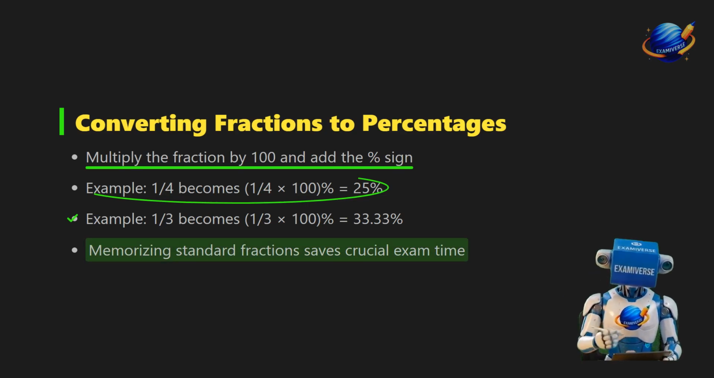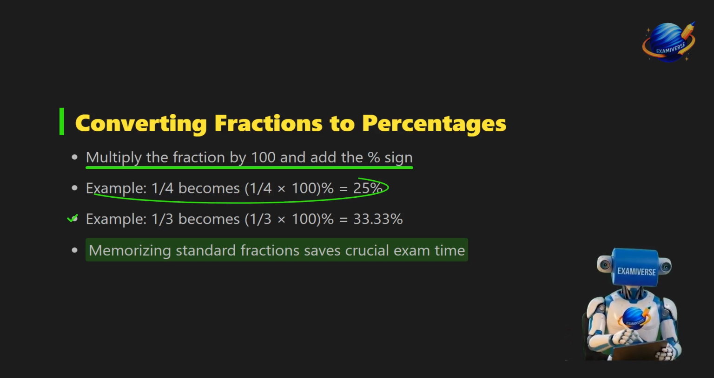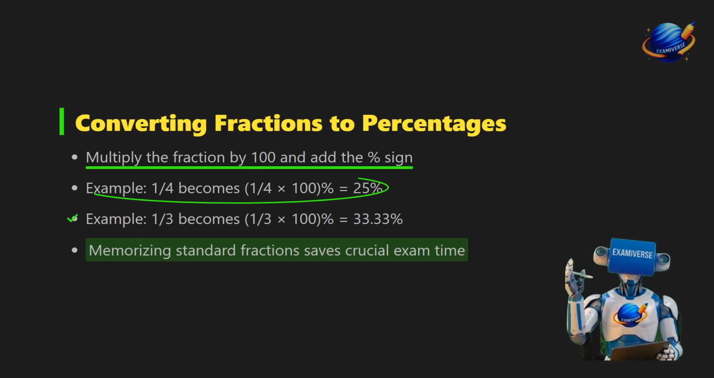When you see 1/6 in a word problem, your brain should instantly register 16.66%. When you see 1/8, you should immediately think 12.5%. I highly recommend creating a chart of fractions from a half down to 1/20th and pasting it on your wall. This simple habit will drastically reduce your calculation time and give you a massive edge over your competition.